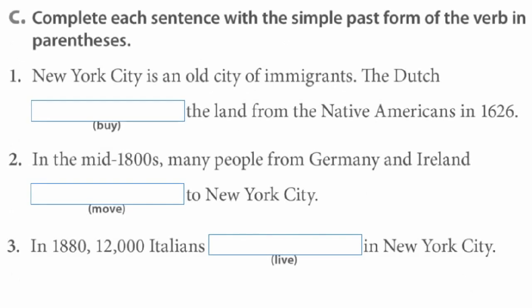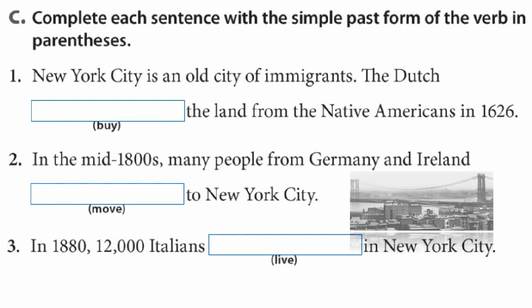Let's go to exercise C. Here we need to use the past tense of the verbs between brackets. So let's have a look together. New York City is an old city of immigrants. The Dutch, and then between brackets, buy. Buy is an irregular verb. We cannot add ed to it. So it is bought. And you can find these irregular verbs in your book or in a dictionary.